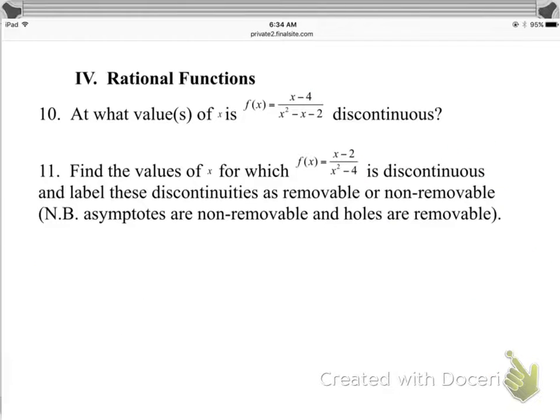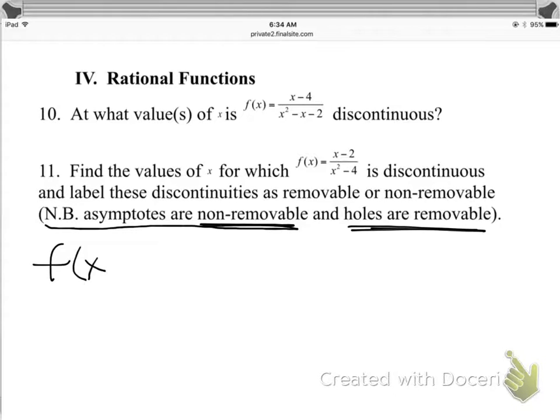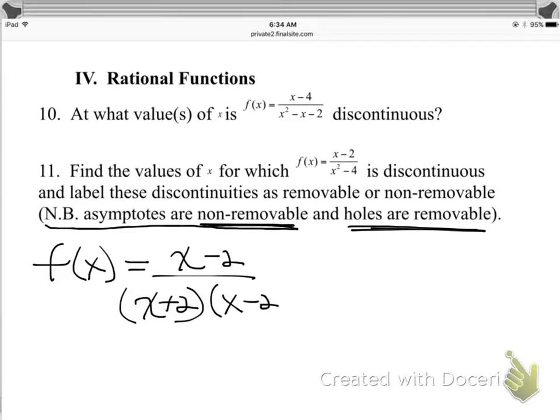Problem 11 says find the values of x for which this function is discontinuous, and label these discontinuities as removable or non-removable. So I tell you here that asymptotes are non-removable. That means you can't cancel them. Holes are removable. Our first thing is to factor, and then factor the denominator. You can see that factoring is going to be very important. So if you're weak at that, you want to practice your factoring.